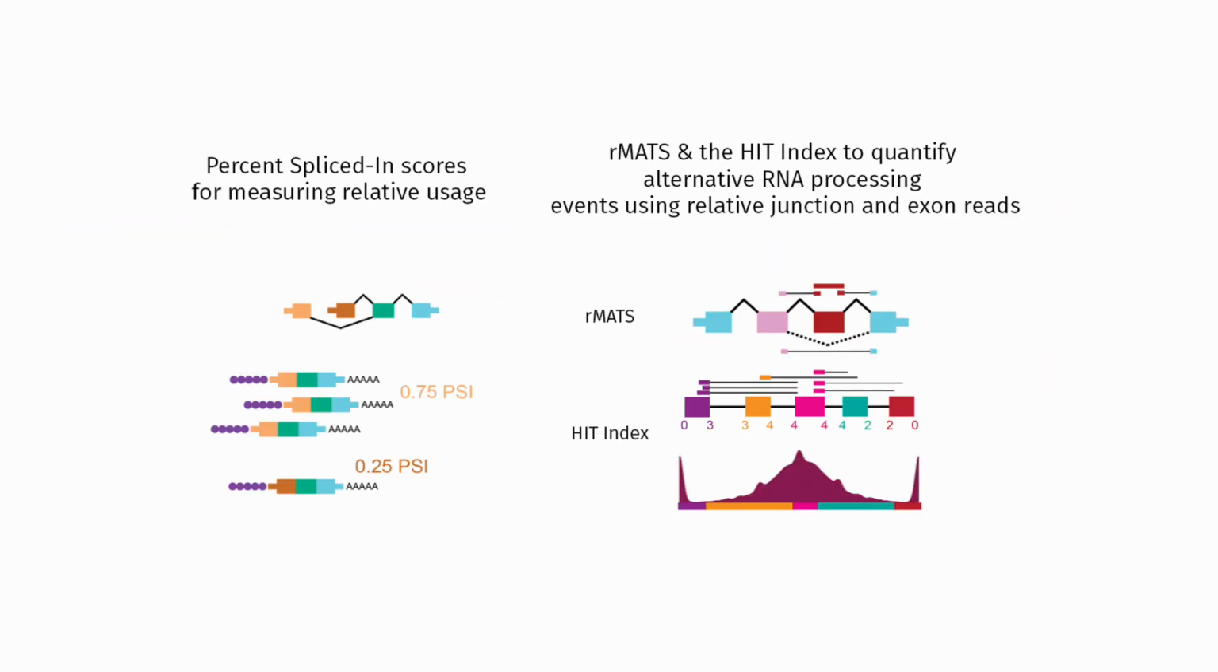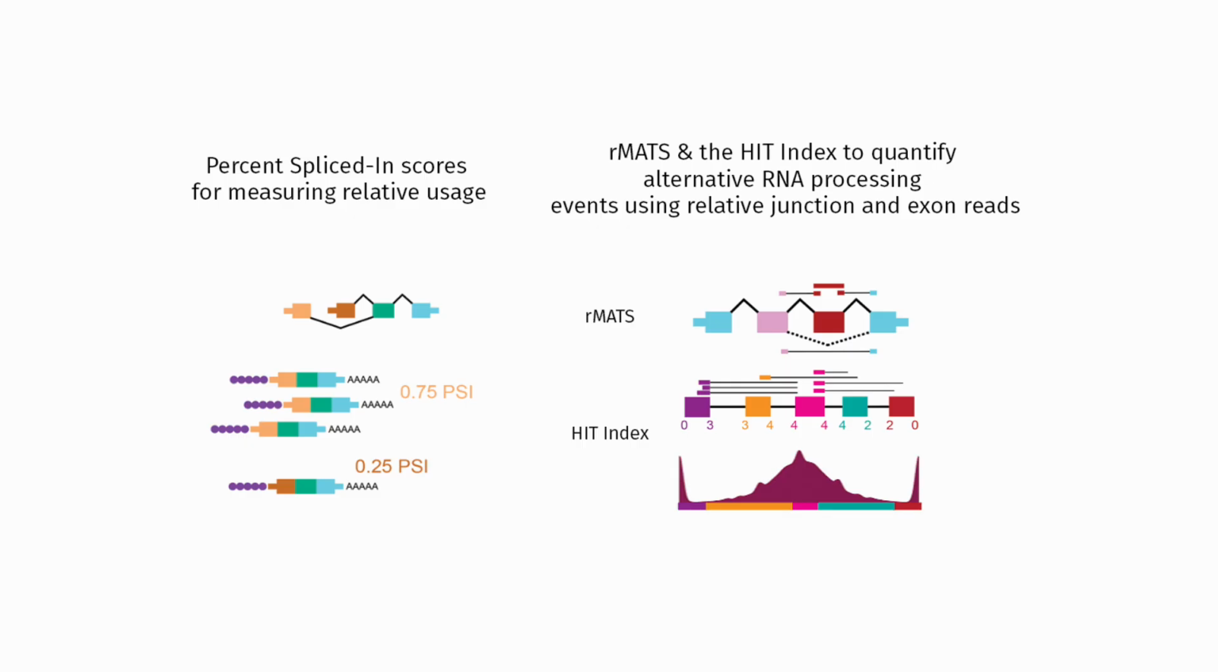So to quickly cover what we use to actually quantify these phenomena, first, the metric that we use is called a psi score, or a percent spliced in score. And this is really simply just a relative usage metric. We see that, for example, in this here, the AFE1 is used in 3 transcripts out of 4, and so we give it a psi score of 0.75. It's really a basic relative usage metric.